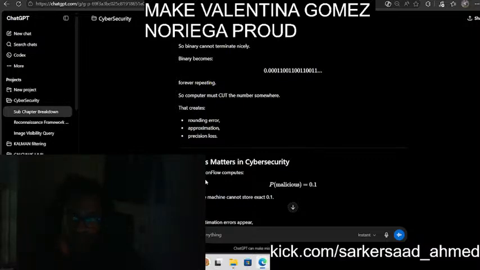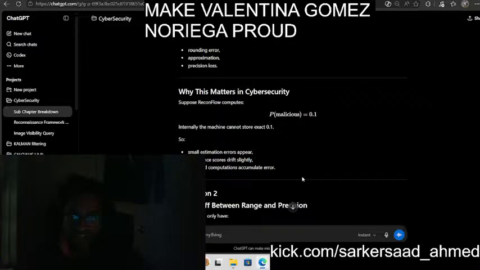And suppose this program computes the probability of malicious as 0.1. Internally, the machine cannot store exact 0.1. So small estimation errors appear and the confidence score will drift slightly. Repeated computations will accumulate error, meaning if I compute again and again, I'm going to keep having more and more errors, because 0.1 is 1 by 10, but 2 to the power something doesn't equal 10. There is a value, but it's not a nice, clean value, right?